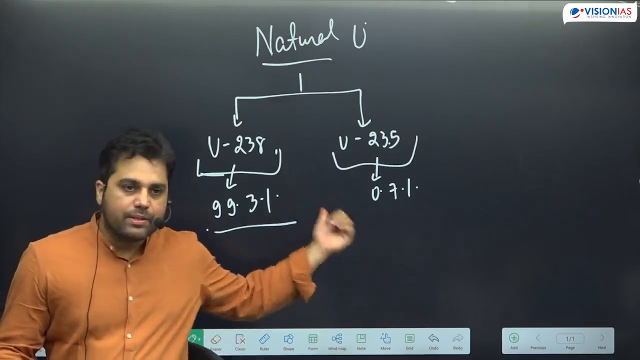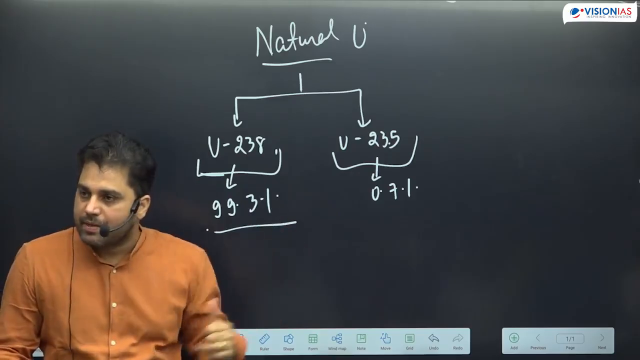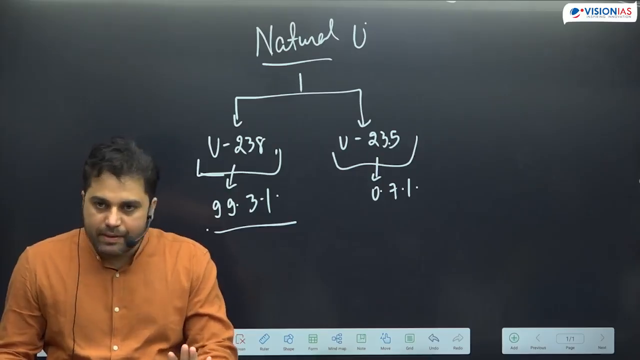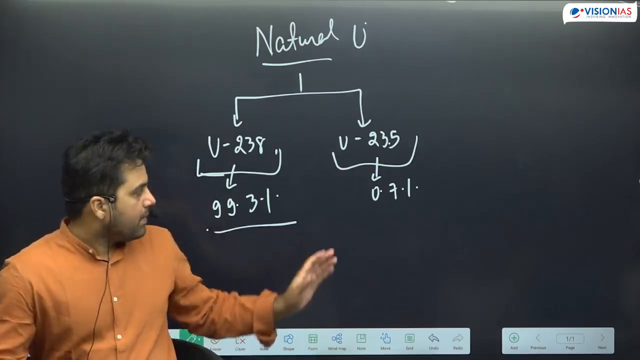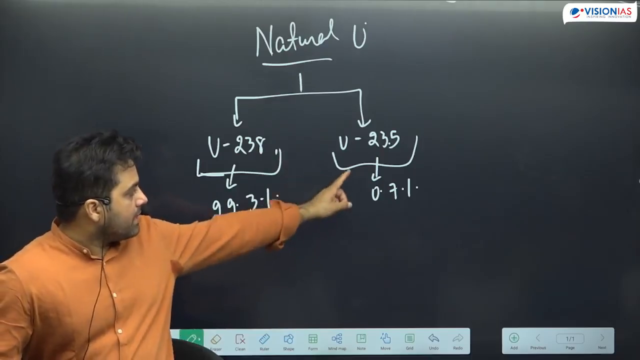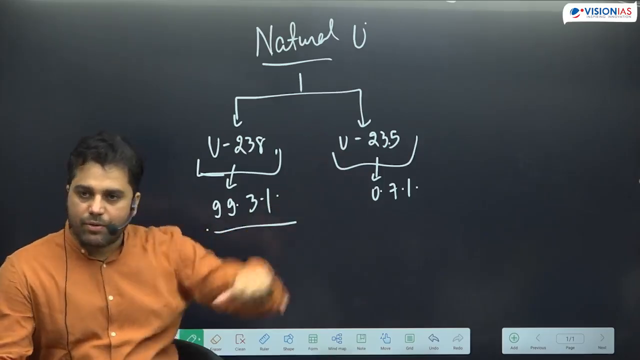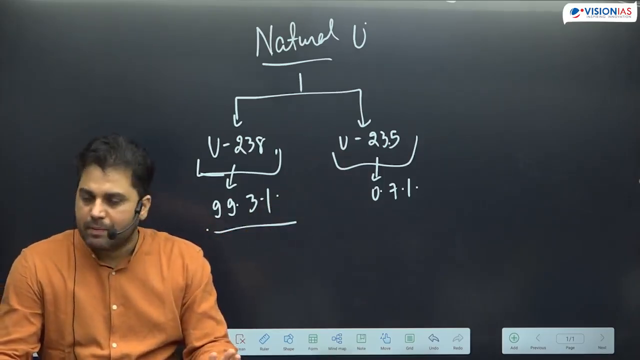If I try to use this fuel, it will not be a very efficient fuel. So the purpose of the enrichment process is that we aim to increase this concentration from 0.7% to up to 3, 4 or 5%. Very simple.